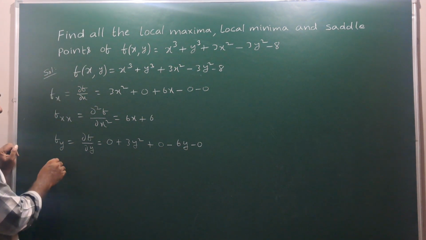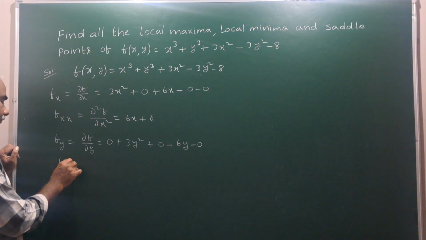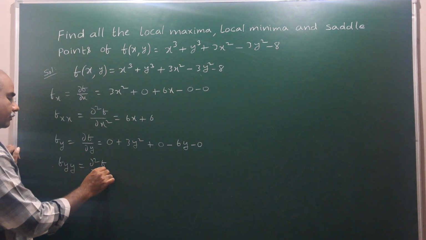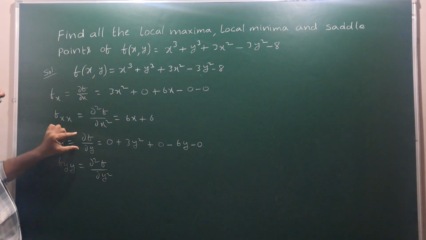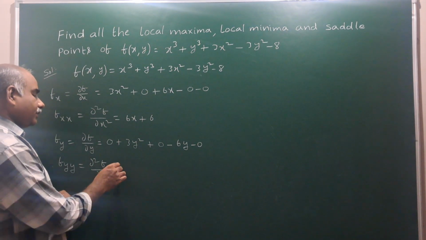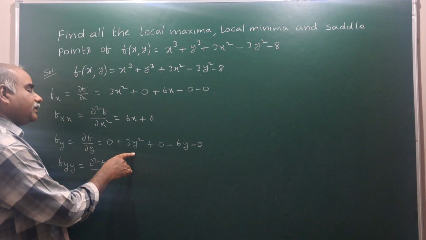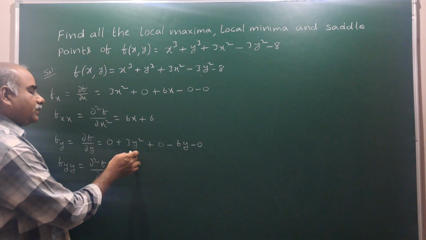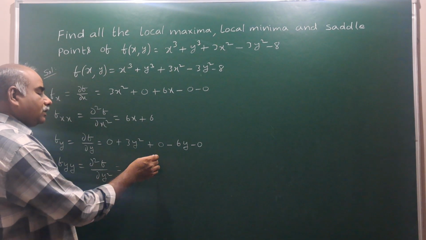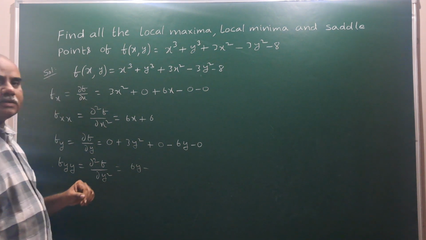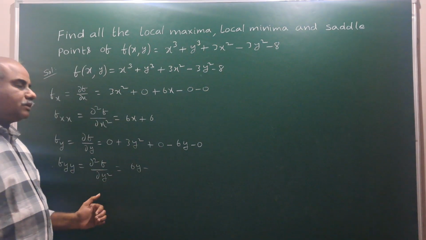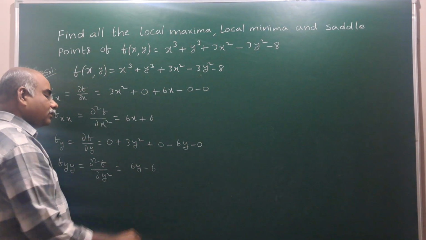Okay. Next we have to find fyy. That means ∂²f/∂y². We have to differentiate ∂f/∂y again with respect to y. So that is fyy. So the derivative of 3y²: 3 into the derivative of y², which means 2y, 3 times 2 is 6y. And the derivative of −6y: so −6 into the derivative of y. The derivative of y is 1. So −6 into 1, −6.